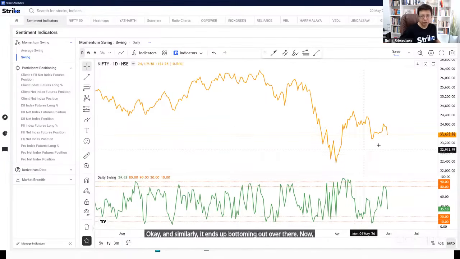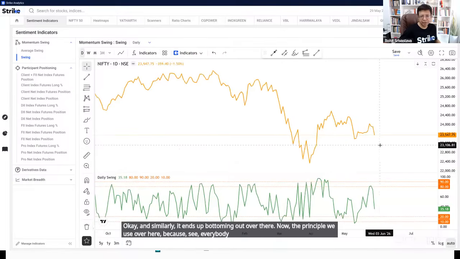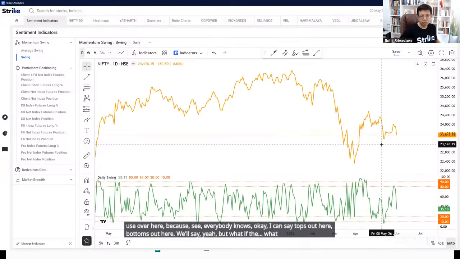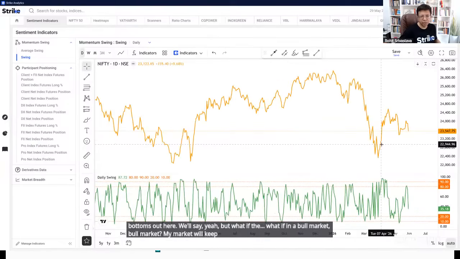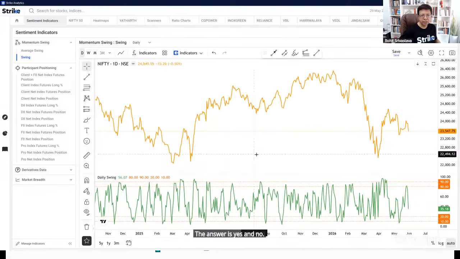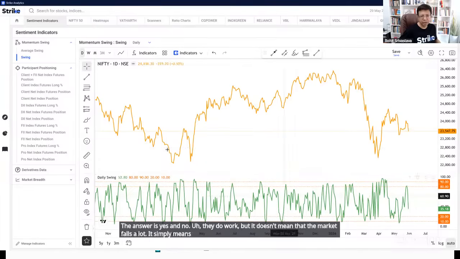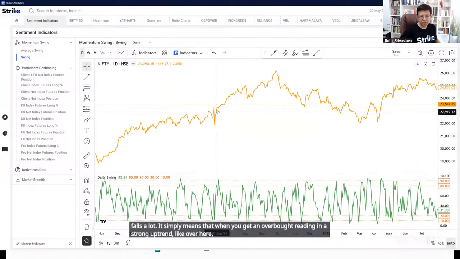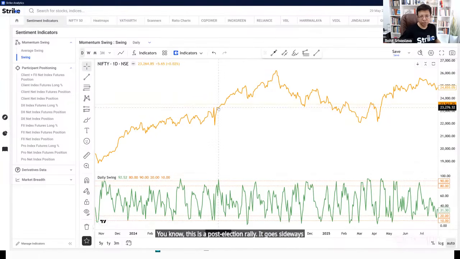Now the principle we use over here, because see, everybody knows, okay, I can say it tops out here, bottoms out here. You will say, yeah, but what if in a bull market my market will keep rising, overbought readings will not work. The answer is yes and no. They do work, but it doesn't mean that the market falls a lot. It simply means that when you get an overbought reading in a strong uptrend like over here, this is a post-election rally, it goes sideways for a few days.